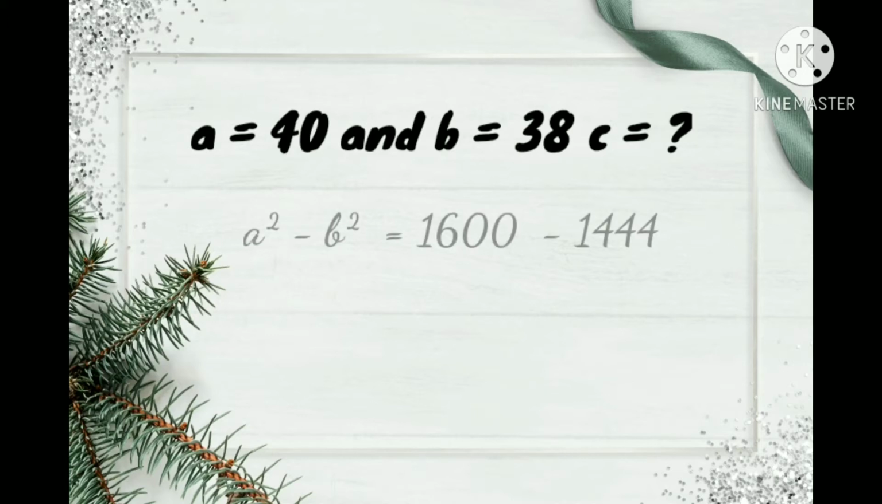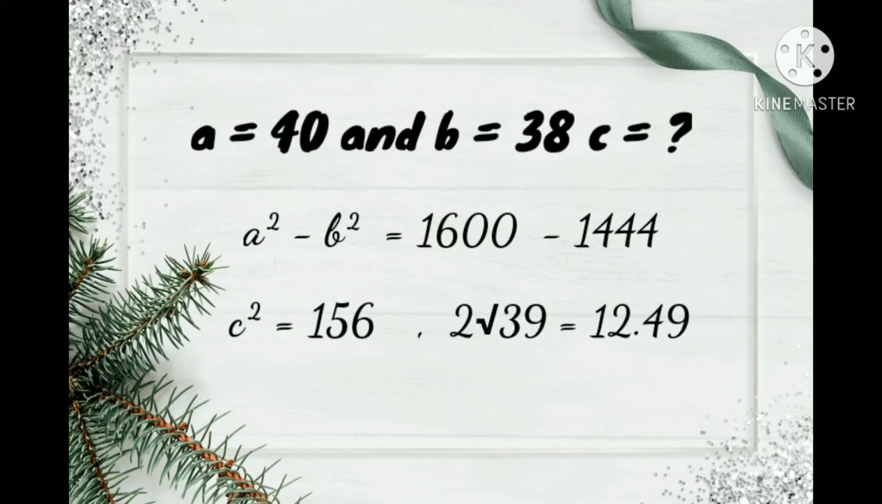To find the value of c, we subtract: a squared minus b squared equals 1,600 minus 1,444, which equals 156. Since it is c squared, we need to take the square root. The square root of 156 is 2 square root of 39. In decimal, it's 12.49. So our c is 12.49. And now we have the values of a, b, and c.